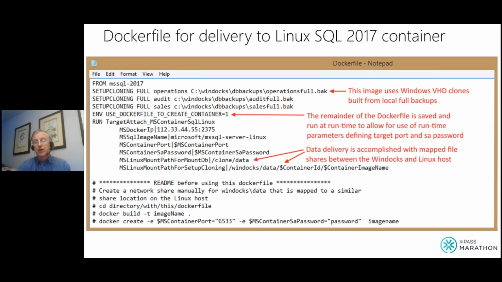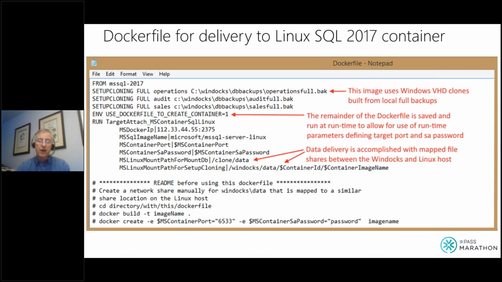And in this case, we're building an image that will deliver the data to a SQL 2017 Linux container. So as all Dockerfiles will begin with a FROM image name. And in this case, the following operation is to set up cloning full with these 3 target databases. The databases are located on the host. And then in the Windocs data engine, we have an environment variable called use Docker file to create container.